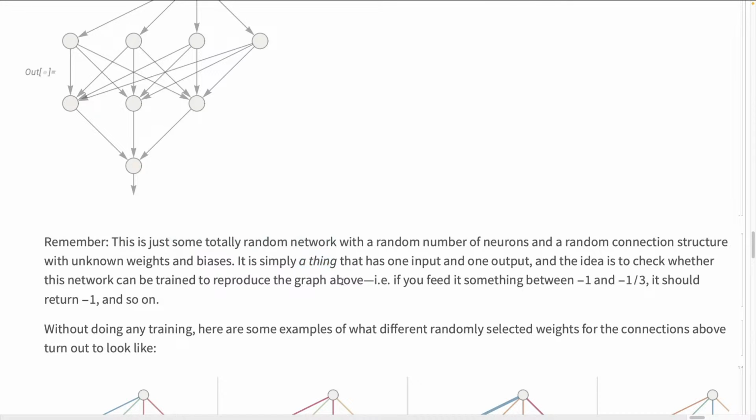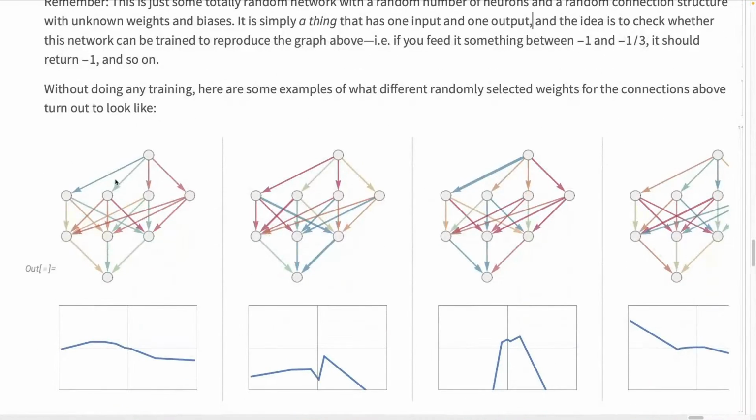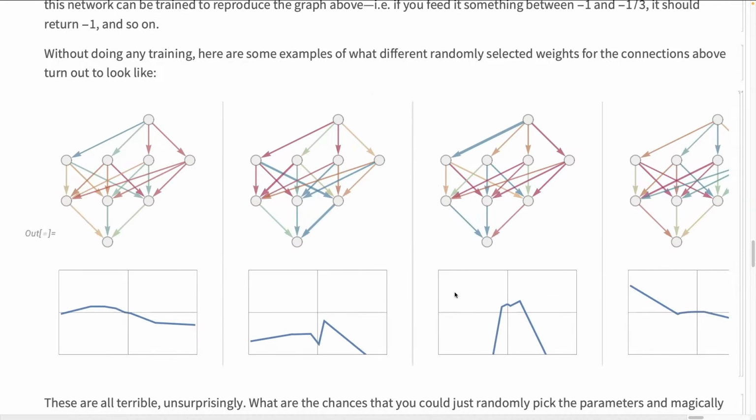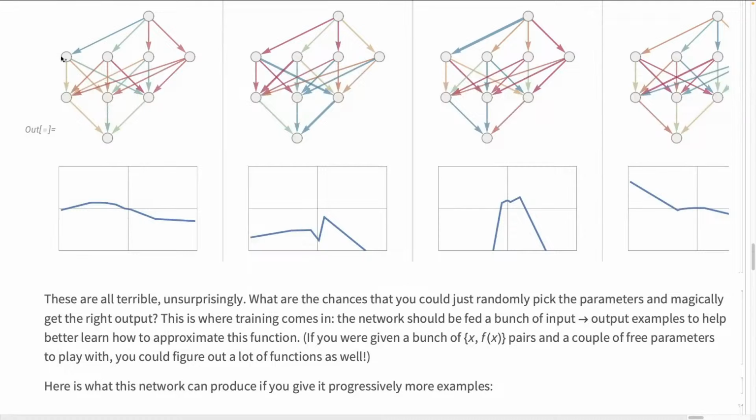What we want to do is check whether this network can be trained to reproduce the graph above. If we just totally randomly pick connection weights for the connections here, these are the best we can do at approximating the function. So these are all really bad, obviously, right? But you shouldn't be surprised by that. If you just randomly pick a bunch of weights, you shouldn't expect that your network is going to magically reproduce the correct function automatically.